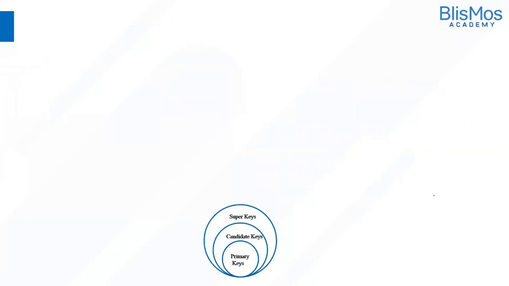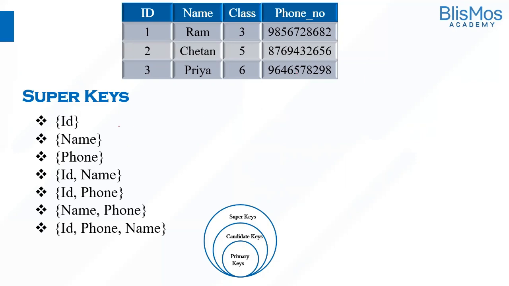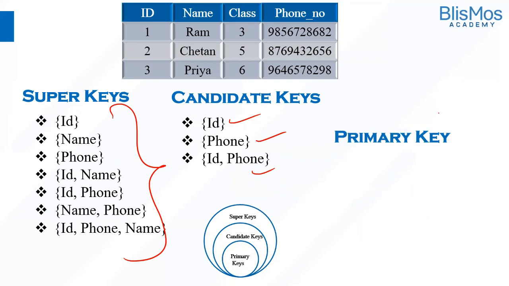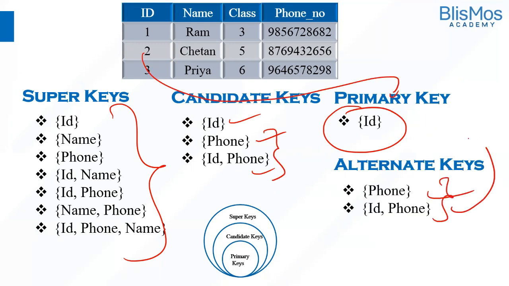Let us take an example here. Okay, look at this. In this entity or a table, we have ID, name, class, and phone number. From this, we have all these super keys: ID, name, phone, ID and name, ID and phone, and so on and so forth. From this, we'll select these candidate keys: ID, phone, ID, and phone. From this, we'll select a primary key as ID, right? This is our primary key. So left out these two are alternate keys.